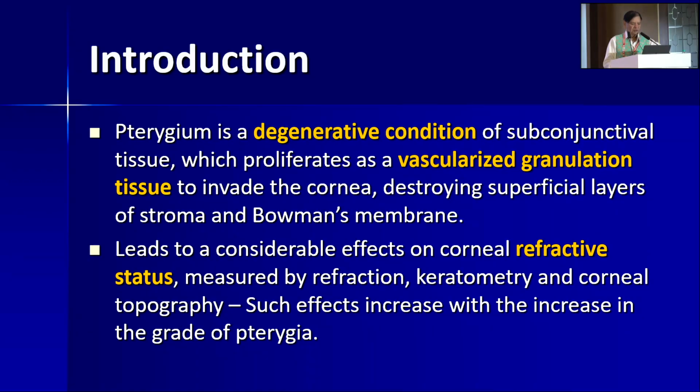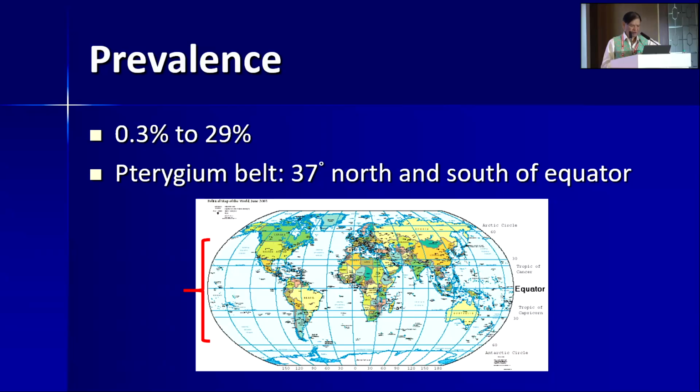So pterygium is a degenerative condition. In fact, I need not go into details, everything is known about it. Pterygium surgery does improve the curvature, the refractive error, the vision, everything. So I don't need to go into that. I will just show you the film really.